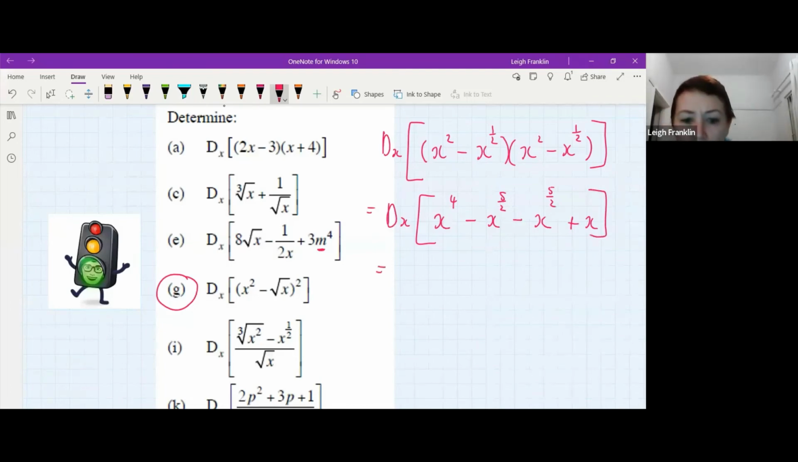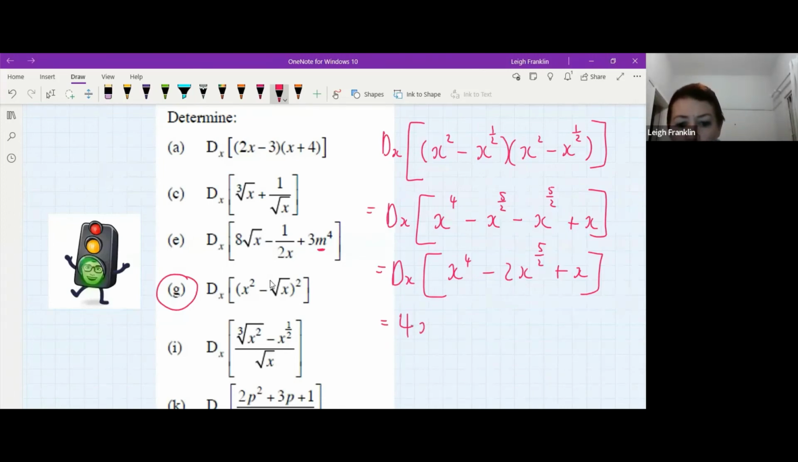Okay, and then I think what I would do here is collect together my middle terms that are like terms, and I would have minus 2x to the power of 5/2 plus x. Now we're ready to differentiate. Dropping our dx, dropping our square brackets, we would end up with 4x cubed minus 5x to the power of 3 over 2 plus 1.